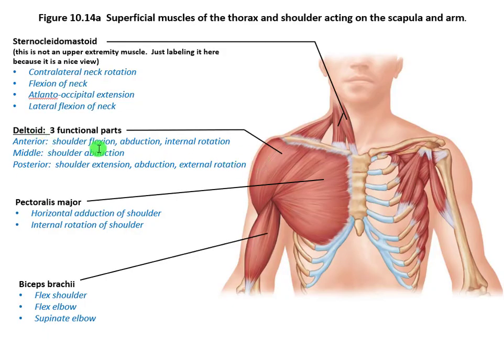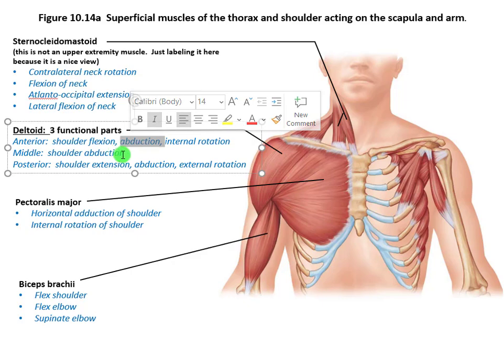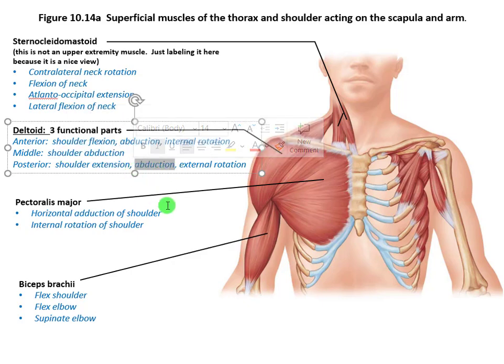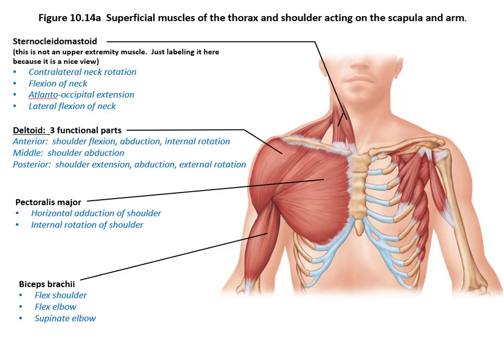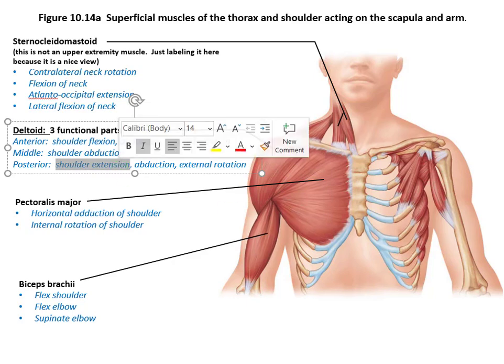So let's start with the deltoid. The deltoid muscle has three functional parts: an anterior part, a middle part, and a posterior part. Now, all three of those do abduction of the shoulder. Abduction, abduction, abduction. So its famous function is in the coronal plane, abduction of the shoulder. But it also moves the shoulder in the sagittal plane. The anterior deltoid does shoulder flexion, and the posterior deltoid does shoulder extension.